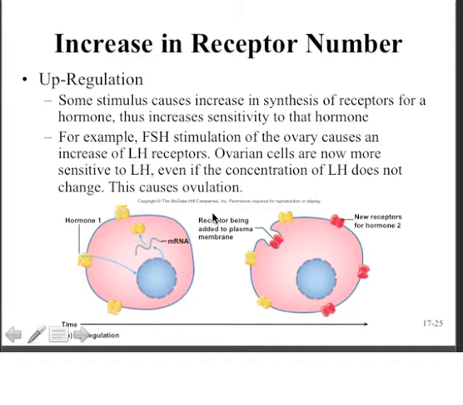An example is follicle-stimulating hormone. It stimulates the ovary to cause an increase of luteinizing hormone receptors. The ovarian cells are now more sensitive to the luteinizing hormone even if the concentration of LH doesn't change, and this is what triggers ovulation. So this is an example of a synergistic effect of two hormones in order to improve the response of the target tissue. So one sets the table for the other.